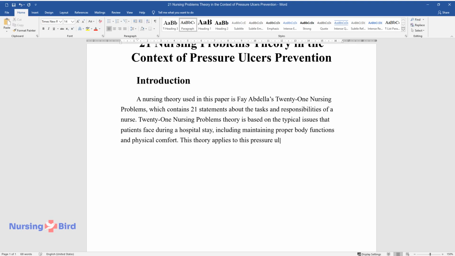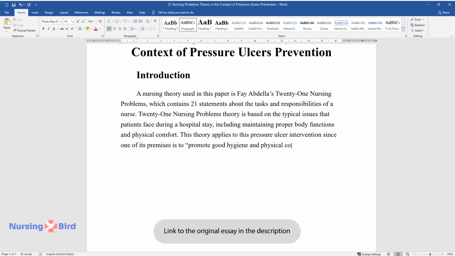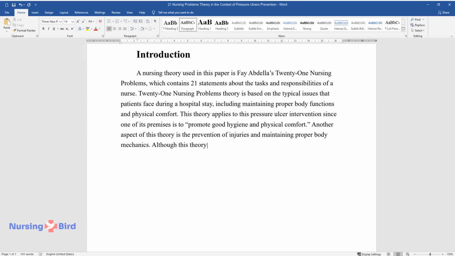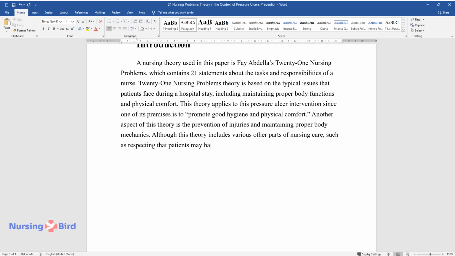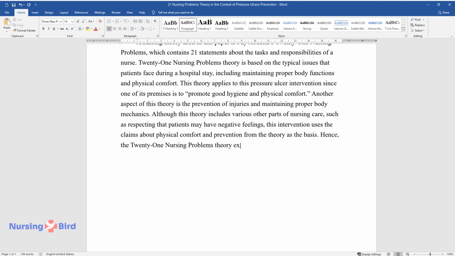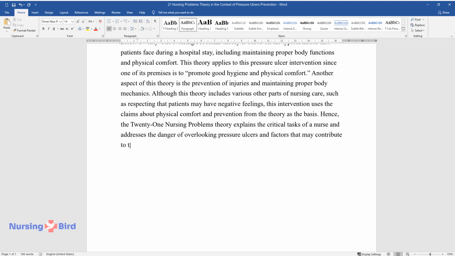This theory applies to this pressure ulcer intervention since one of its premises is to promote good hygiene and physical comfort. Another aspect of this theory is the prevention of injuries and maintaining proper body mechanics. Although this theory includes various other parts of nursing care, such as respecting that patients may have negative feelings, this intervention uses the claims about physical comfort and prevention from the theory as the basis. Hence, the 21 Nursing Problems Theory explains the critical tasks of a nurse and addresses the danger of overlooking pressure ulcers and factors that may contribute to their development.